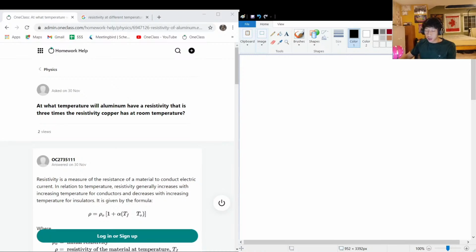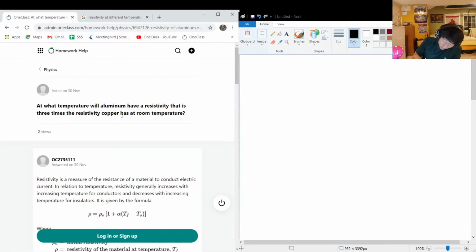So the next question that we got on the menu today is asking us, at what temperature will aluminum have a resistivity that is 3 times the resistivity of copper when copper is at room temperature? Okay, so we know that the resistivity is basically how much resistance, it's kind of like resistance density.